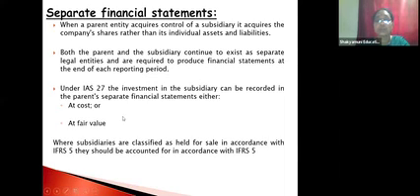Right? So what I'm trying to make here is, apart from this consolidation, each company, whether it is parent or subsidiary, has to prepare their own separate financial statements. That is called standalone financial statements.